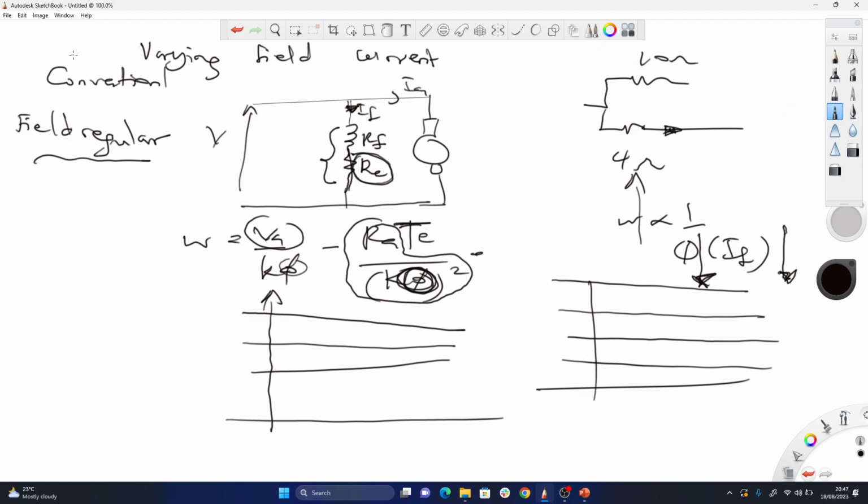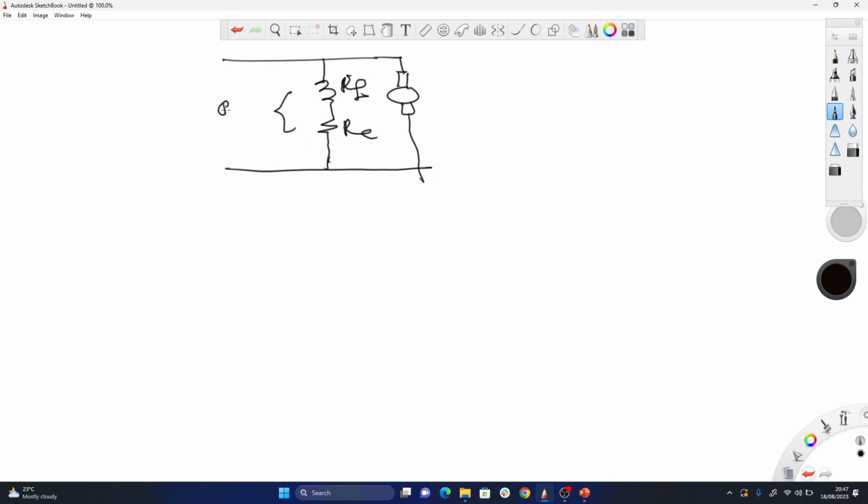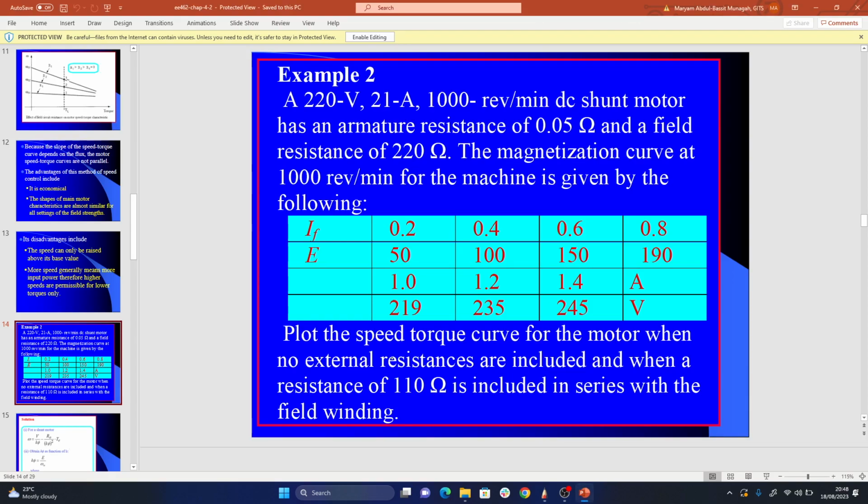Okay, so now let's look at the conventional method. We've done it already. So we say the conventional method is that you will add what? You will add a field regulator, an external resistance serving as a field regulator in series with the field winding, like this. Because you've increased this total resistance, you reduce the current that gets here. And as you reduce the IF, you reduce phi, hence you increase speed. That's it. So let's look at the question.